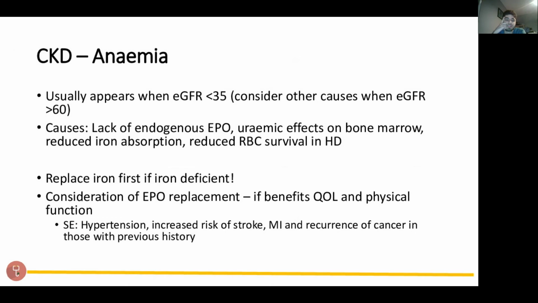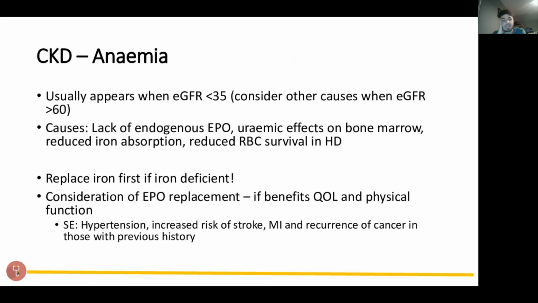Cool. So another big complication of CKD is anemia. Typically appears when you get eGFR less than 35, and it's because you're producing not enough erythropoietin. The main thing here is, I think, you kind of learn CKD, anemia, EPO. Don't do it necessarily. Always replace iron if iron deficient. So if you get a question that says, what's the first thing you do? Iron, or at least test for hematinics first and look to see if they're iron deficient.